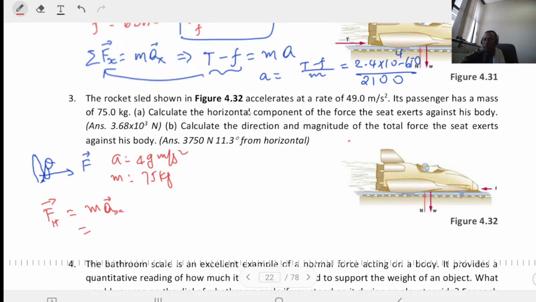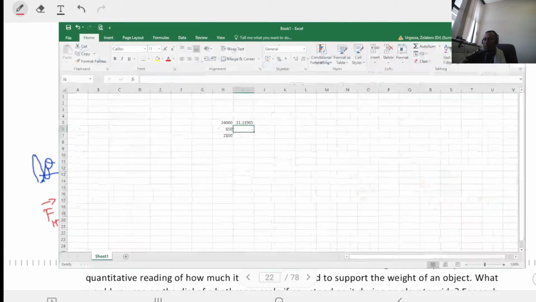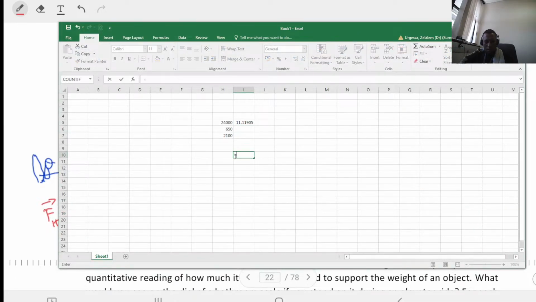Therefore, mass is given. Go back to my Excel. What is it? 49 times 75. That's all I want. The acceleration, 49, times the mass, which is 75, is 3675. This one is 3675 Newton. That is what this person feels on his body.